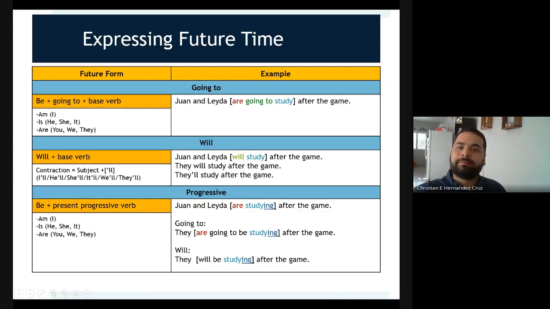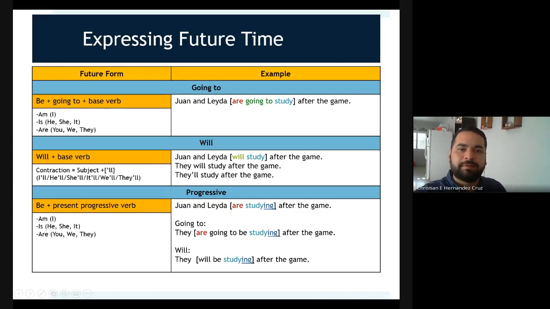They're just expressed differently. So Juan and Leida are going to study after the game. And I've color-coded this to help you visualize the changes just a little bit better. So of course, study is the main verb here, okay? This is what everybody is doing, study, study, or studying. Of course, we have going to, and in red, we have the be verbs. Going to is going to be the dark green, will is going to be the light green. All the be verbs are in red, okay? And of course, this is going to be seen a little bit later, but the progressive forms, ing is going to be underlined and in dark blue. This is just for visualization.